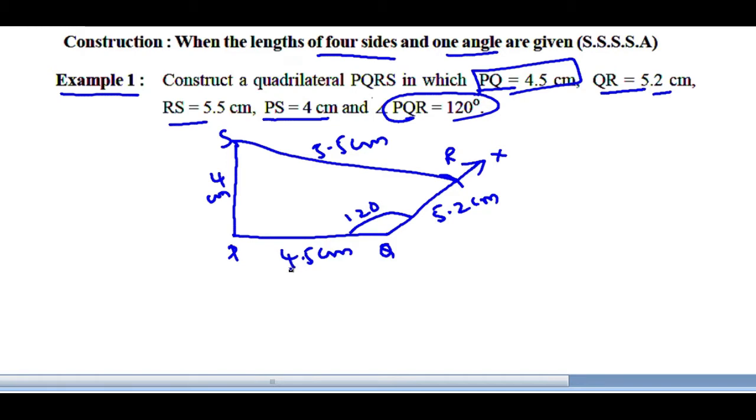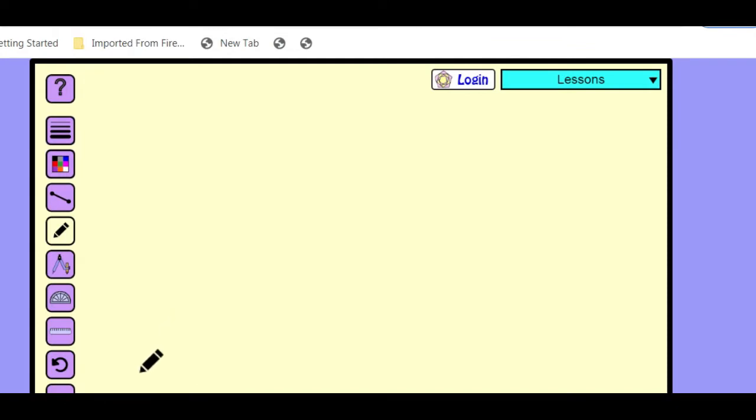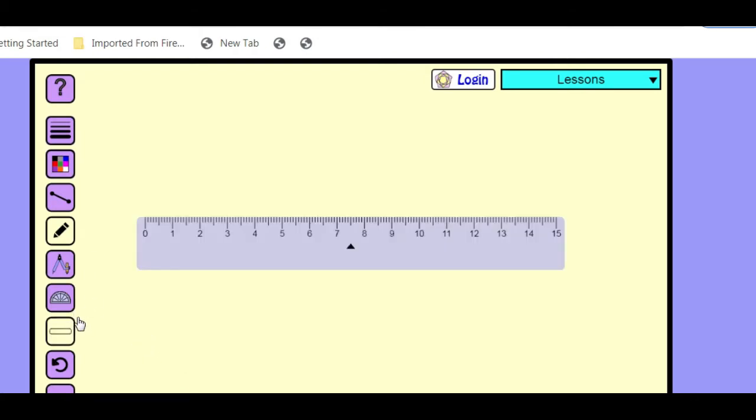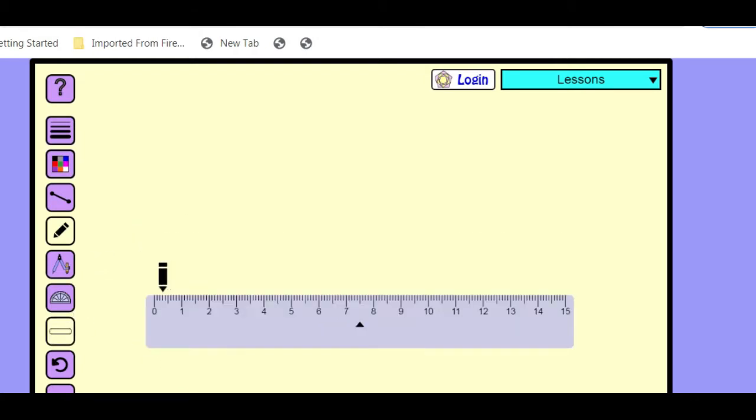So in the construction of a quadrilateral, the first step is to draw a rough sketch of the required quadrilateral and mark the given measurements. Why are we doing the rough sketch? To check whether the given measurements are enough or not. To check this condition, we draw the rough sketch. Now we need to draw a line segment of length 5.5 centimeters. Take the line segment of length 5.5 centimeters.